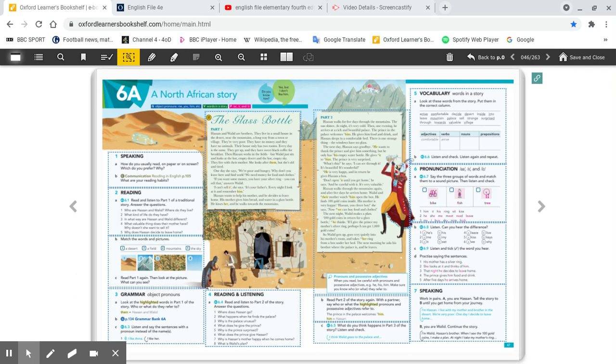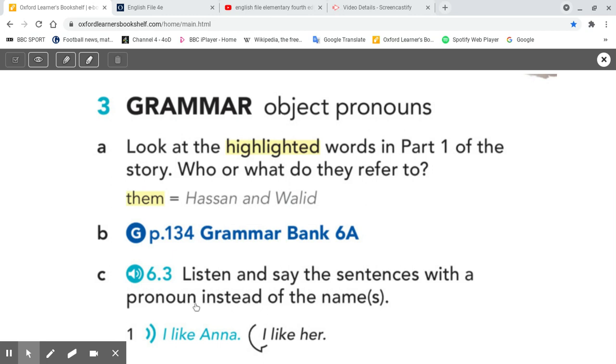Okay. Before we look at the next part of the story, though, look at the highlighted words in part 1 of the story. And we've got them, and that means Hassan and Walid. Okay. So we're going to look at page 134, and we're going to learn about object pronouns.